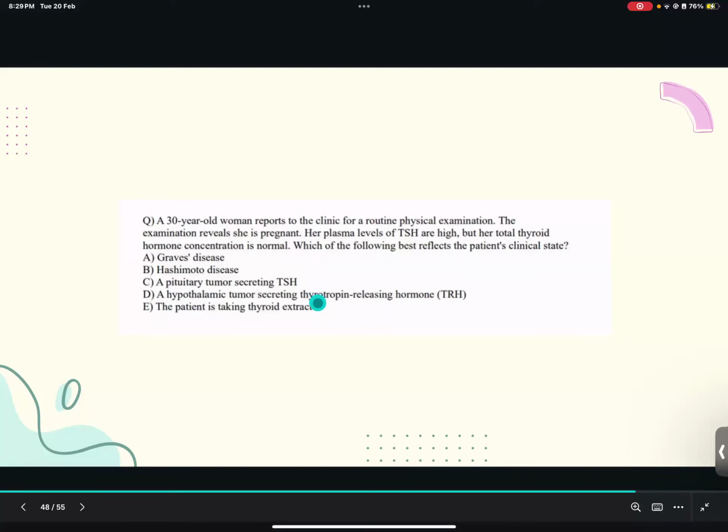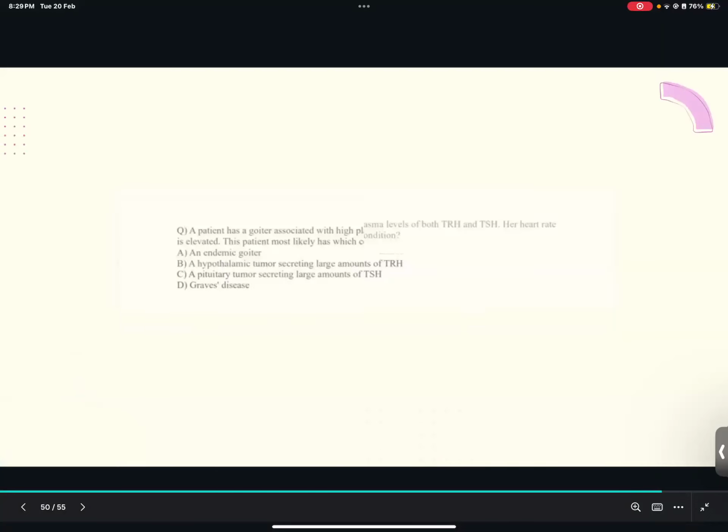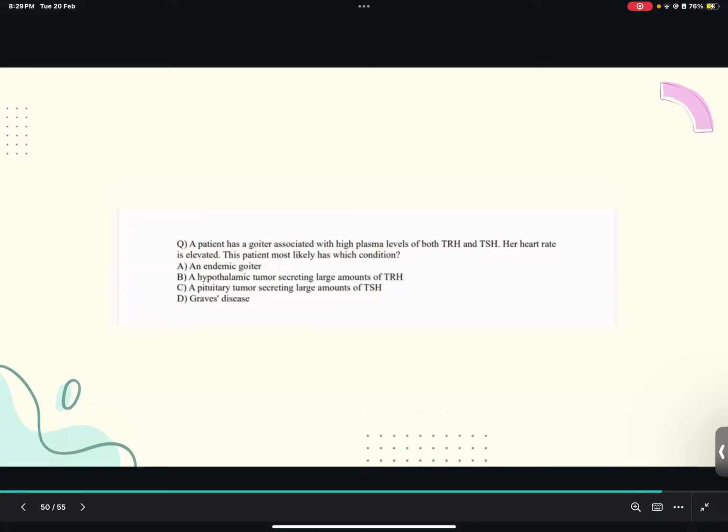It wouldn't be D because it would also have the same end result as C. And the patient is not taking a thyroid extract, because if she was taking a thyroid extract, then she would have high levels of thyroid hormone. Does that make sense? Okay, I'm going to assume it makes sense. Now let's move on to the next question.